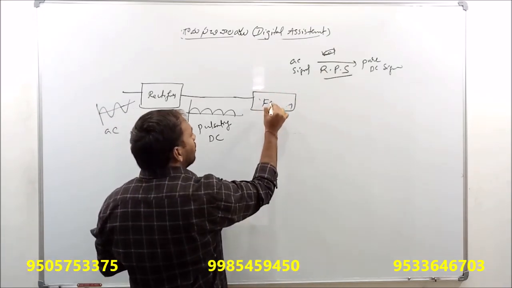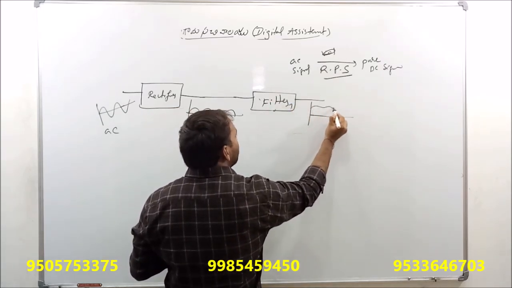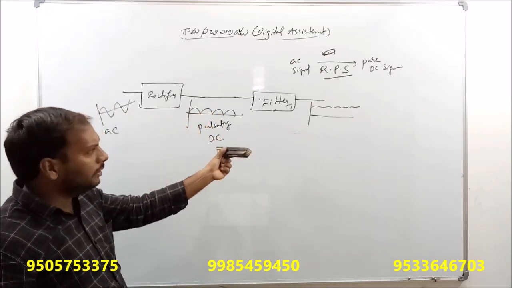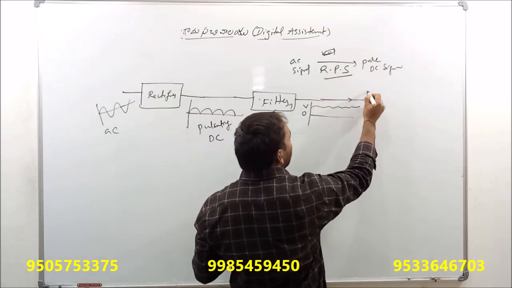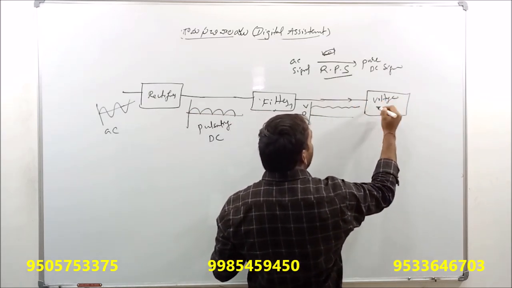So the filter output will be almost DC, but not exactly DC, and this is 0 volts. Now this will be given to the final stage, which you call the voltage regulator, that is the Zener diode.